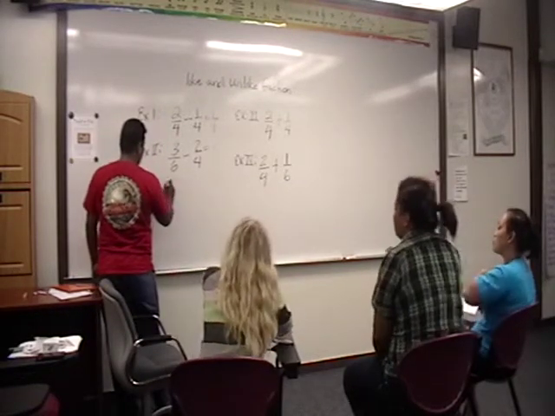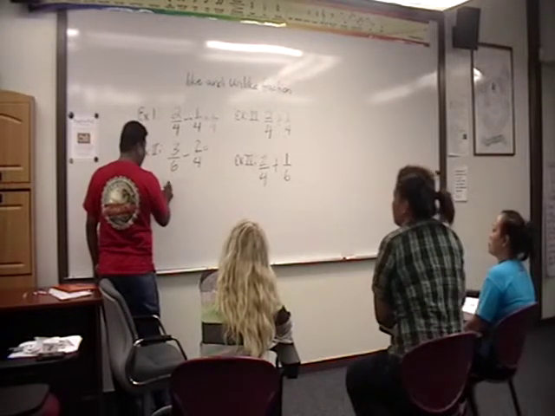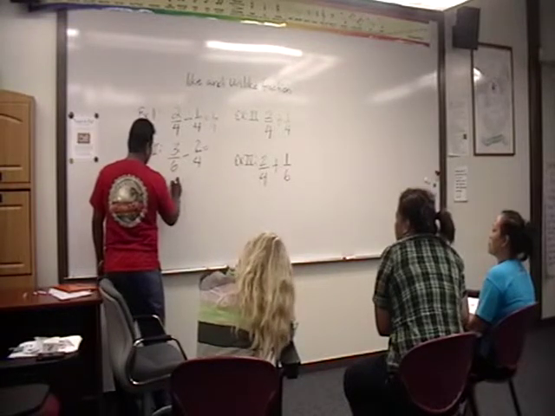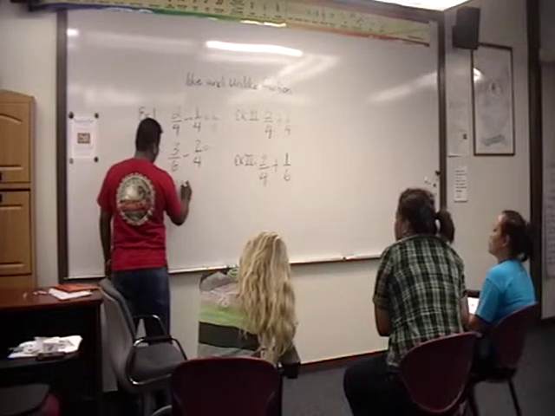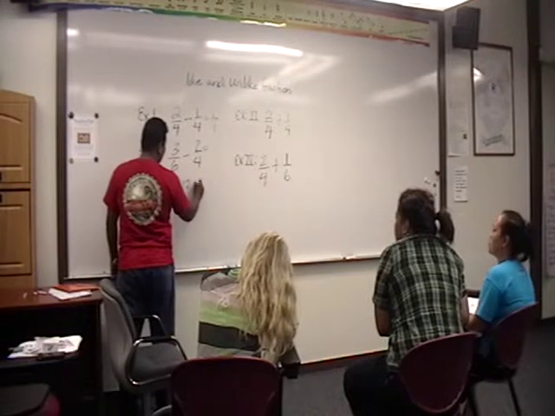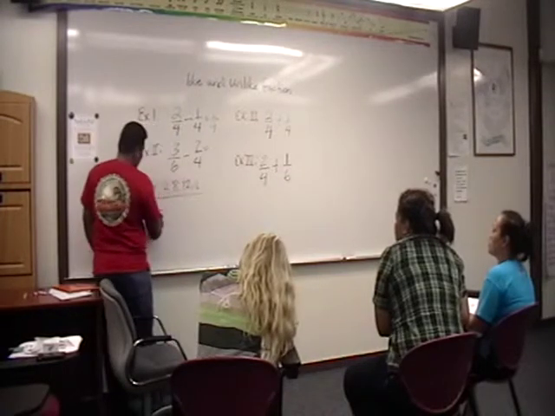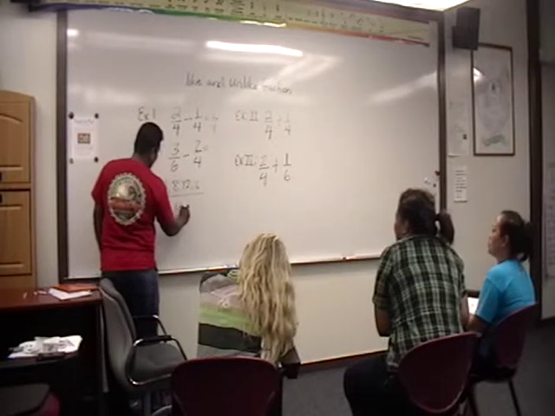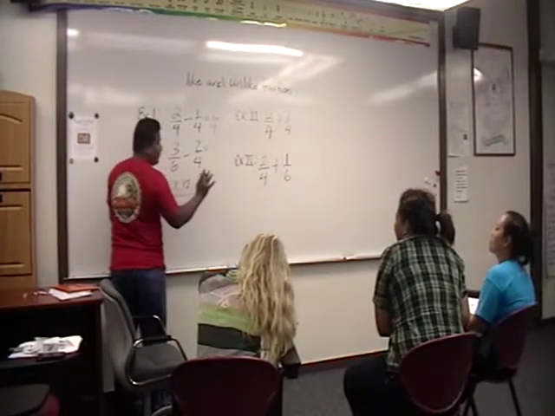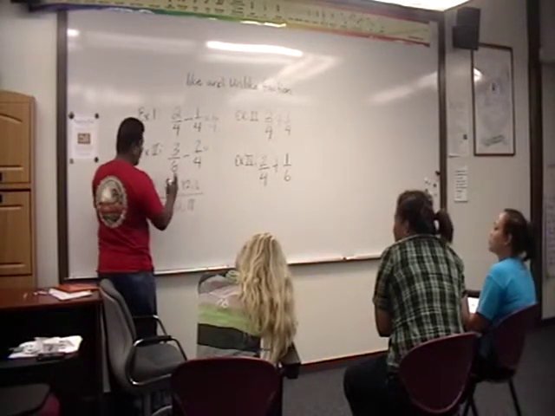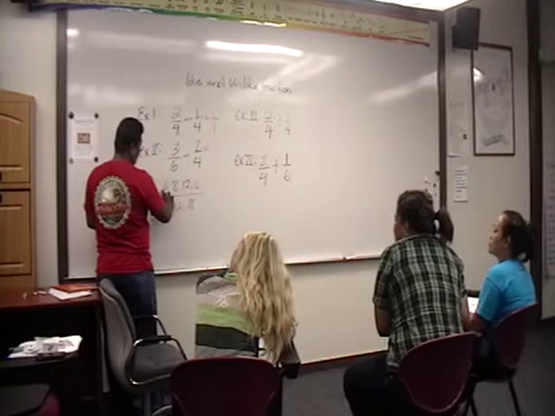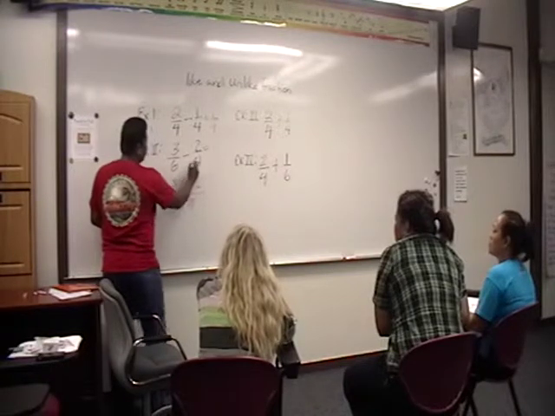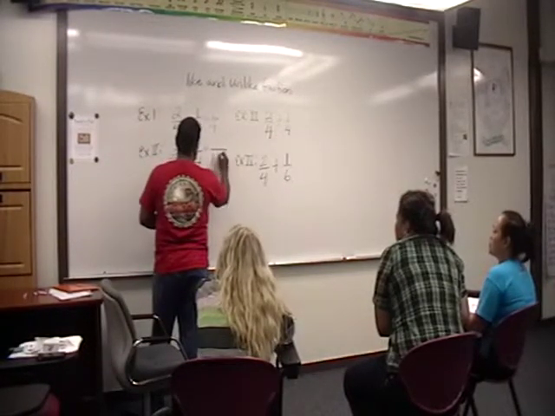Multiples of 4: 1 times 4 is 4, 4 times 2 is 8, 4 times 3 is 12, 4 times 4 is 16. Multiples of 6: 6 times 1 is 6, 6 times 2 is 12, 6 times 3 is 18. First, we have to find a pair of the least common multiple. Are these a pair? No. Are these? No. This? Yes. Now we know that the denominator will be 12.